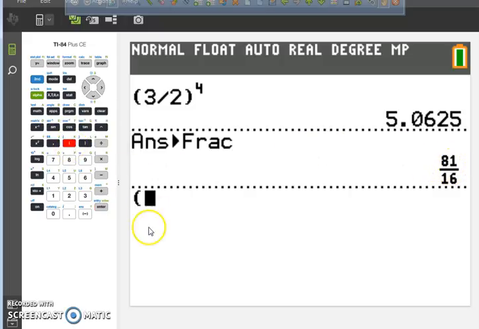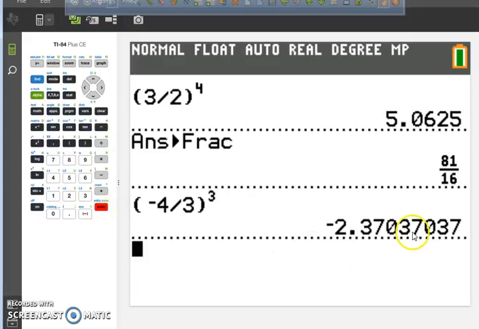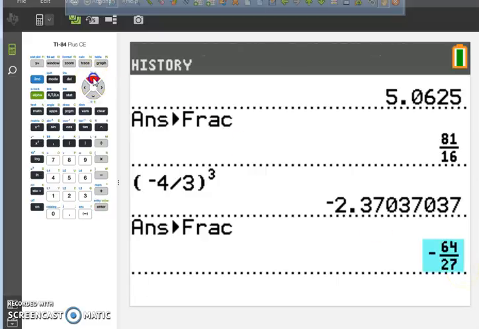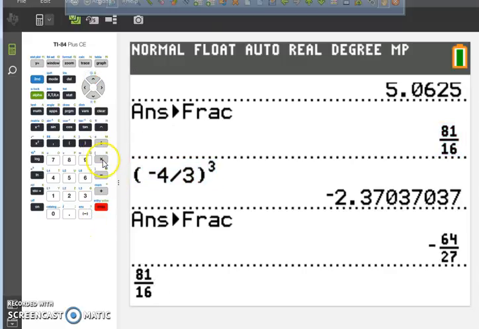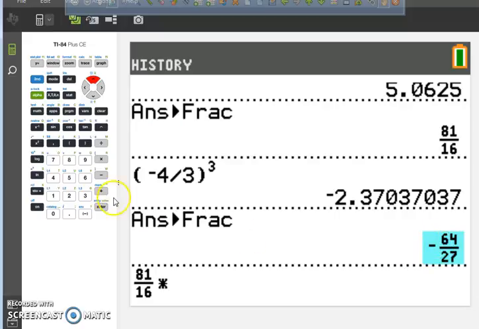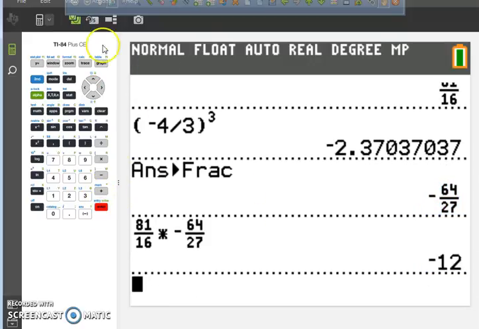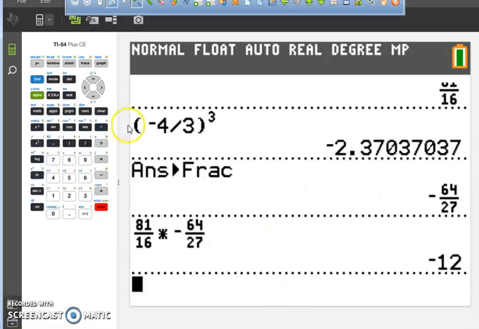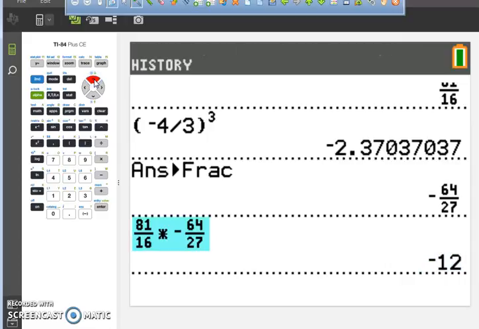Now, the other one, I'm going to do open parentheses and do negative 4 divided by 3, close parentheses, raised to the power of what? 3. Press enter, you get this decimal. You hit the math button, press enter twice, what do you get? Negative 64 over 27. Alright? So all you guys have to do is take this guy right here, and we're going to multiply it to this guy right here. And yes, the calculator does spit out the answer. How do we eliminate this automatically down? Well, you scroll up. You can scroll up and grab what you want.